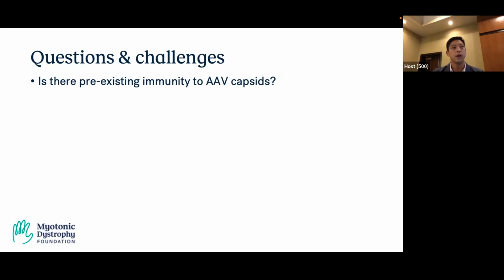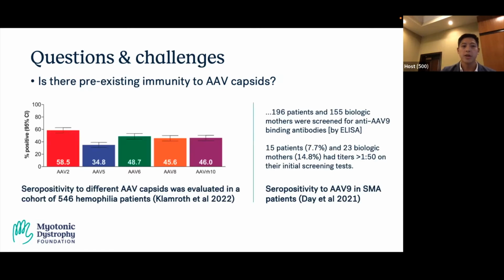Moving on to another question and challenge: is there pre-existing immunity to AAV capsids? I mentioned that there exists pre-existing immunity to naturally occurring AAV capsids, and there have been studies looking at these different AAV naturally occurring variants, AAV2, 5, 6, 8, 10, across a population of hemophilia patients.